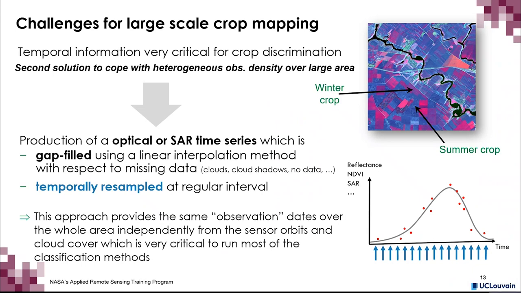Then the continuous profile can be resampled in the time dimension at a regular interval to synchronize all the observations to specific dates. This approach provides the same observation dates over the whole area, independently of the sensor orbit and the cloud cover occurrence, which is very critical because this allows running most of the classification methods. This synchronization is instrumental for large-scale mapping applications.